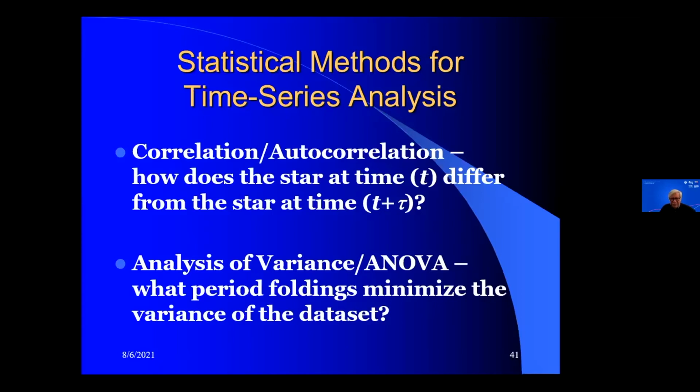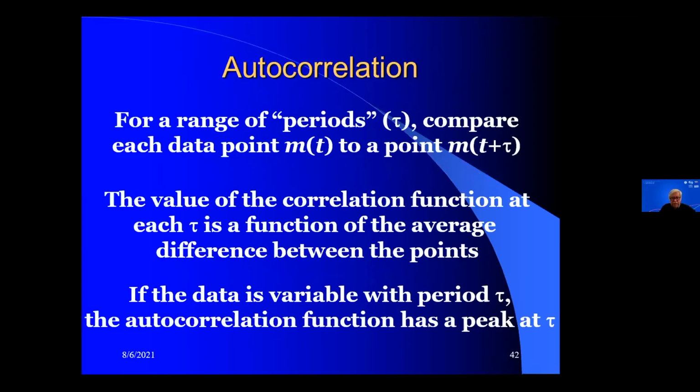In some cases, ANOVA uses the binned moving average, but in some cases ANOVA can use the whole data. Again, a priori knowledge of this is very important to see whether you are sure about a single period or multi-periodicity in your data. So the way you create the data is very important. In autocorrelation, for a range of period tau, compare each data point m(t) to a point m(t plus tau). Basically, you make a correlation between the function and itself, and try to move it.